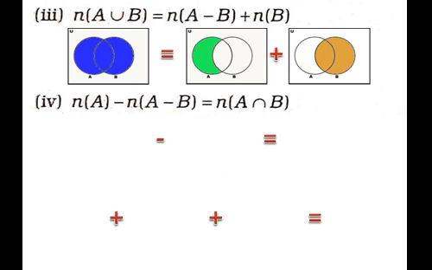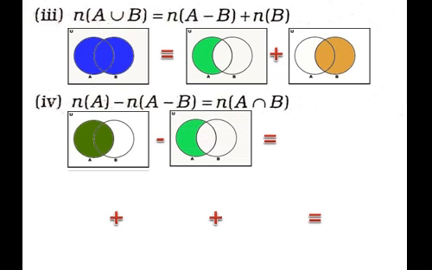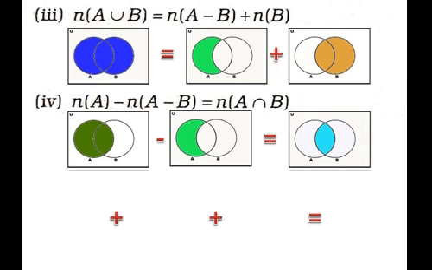Moving ahead. The fourth property says that the cardinal number of A minus the cardinal number of A minus B should be equal to the cardinal number of A intersection B. So let us see it with the Venn diagram. The representation of set A minus the representation of A minus B. So if I am going to exclude this part from set A, the colored part, the second diagram, if I exclude it from the first one, what will we get? We will get only the common part. So this proves the fourth property.